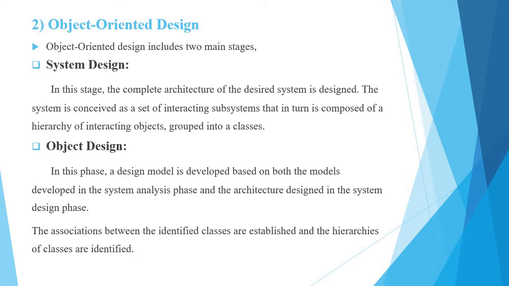In this stage, a design model is developed based on the models developed in the system analysis phase and the architecture designed in the system design phase. The associations between the identified classes are established and the hierarchies of classes are identified. In object design, we decide how to solve the given problem statement, and we can design the problem algorithmically.